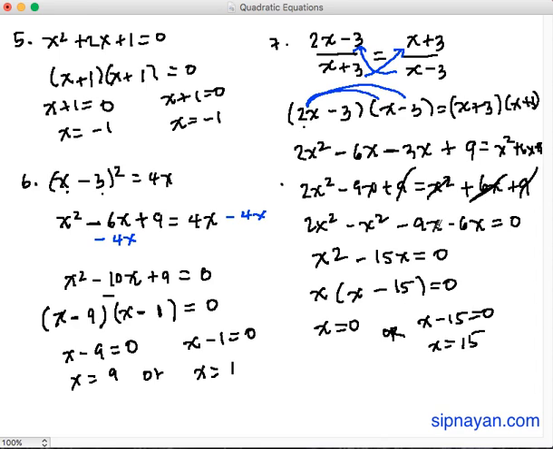Siguro, kung gusto nyo pang matuto ng factoring, mga strategies, ay puntahan nyo yung ating videos on factoring. Kasi ito, medyo mabilis na ako dahil hindi naman factoring ang lesson natin. Ang assumption dito is marunong na kayo mag-factor.